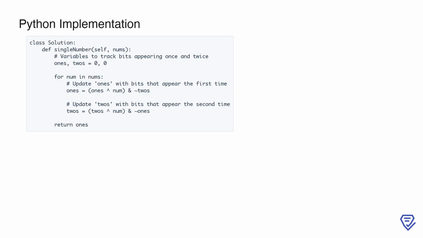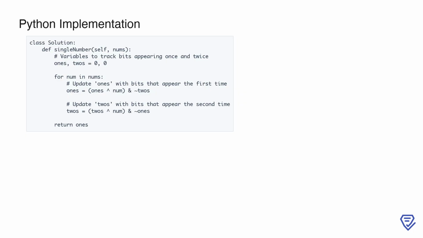Explanation. 1. Initialization. We define two variables, ones and twos, initialized to 0. These variables will track the bits that appear once and twice, respectively. 2. Iterating through the array. For each number in the input array nums, we update ones and twos based on the following logic.